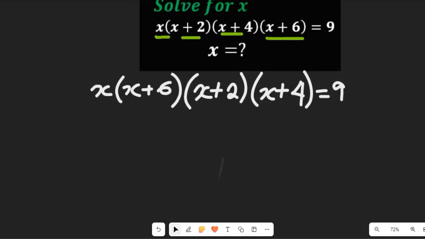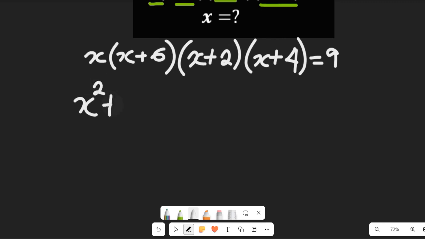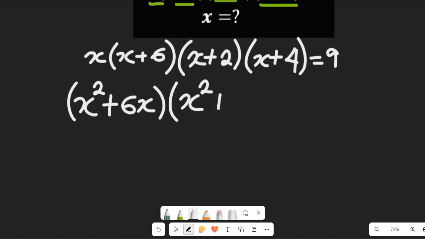Great. Now in the next step, I'm going to multiply x with x plus 6. If I do that, x times x will give me x squared plus 6x. So I'm going to group this. On the other hand, I'm going to multiply this, and x times x will give me x squared. x times 4 will give me 4x plus 2 times x will give me 2x. So that will give me plus 6x, right? Plus 4 times 2 is going to give me 8, and all this will be equal to 9.